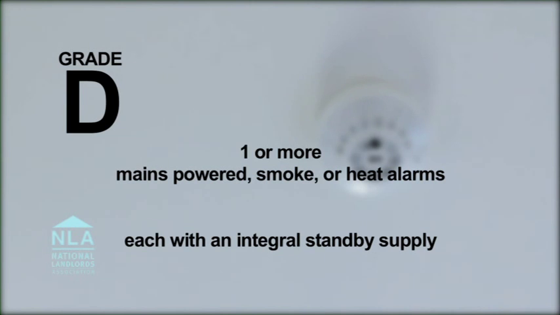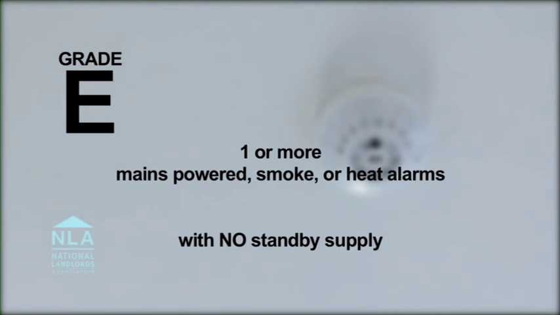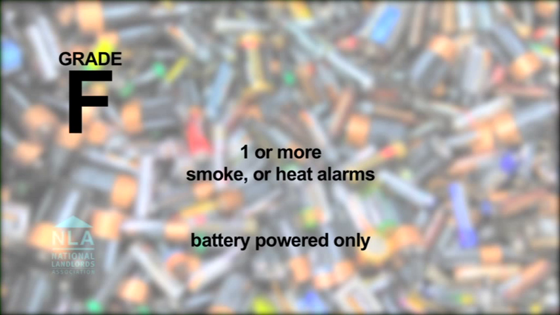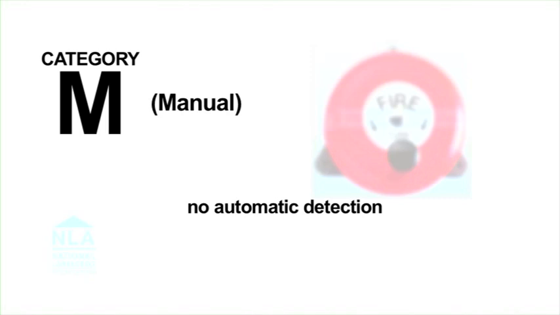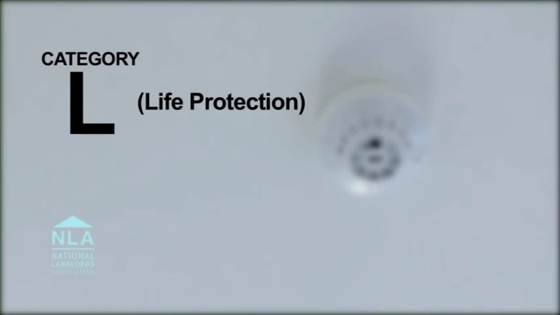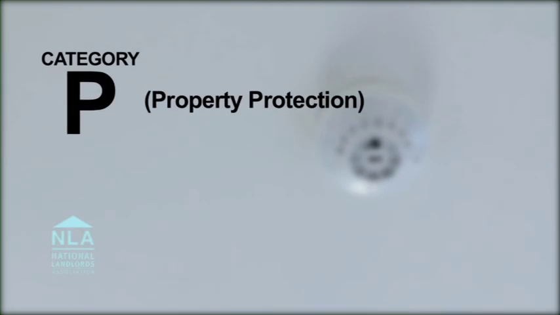Grade D systems have one or more mains powered smoke or heat alarms, each with an integral standby supply. Grade E systems have one or more mains powered smoke or heat alarms with no standby supply. Grade F systems have one or more smoke or heat alarms and are battery powered only. Categories depend on the objectives that the system is designed to meet. Category M, meaning manual, incorporates no automatic detection. Category L means life protection, and Category P means property protection.